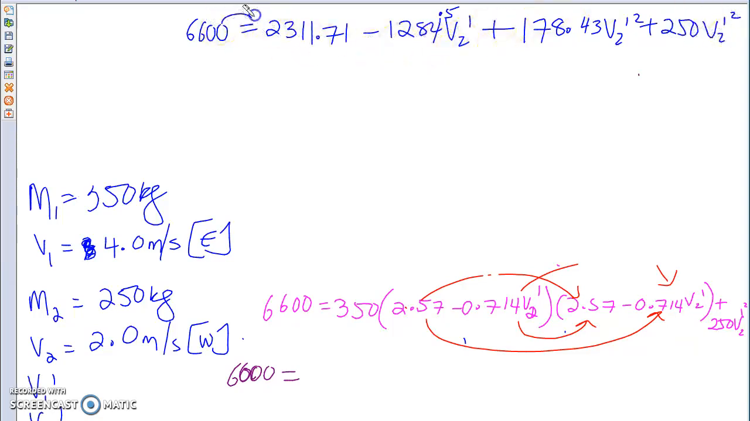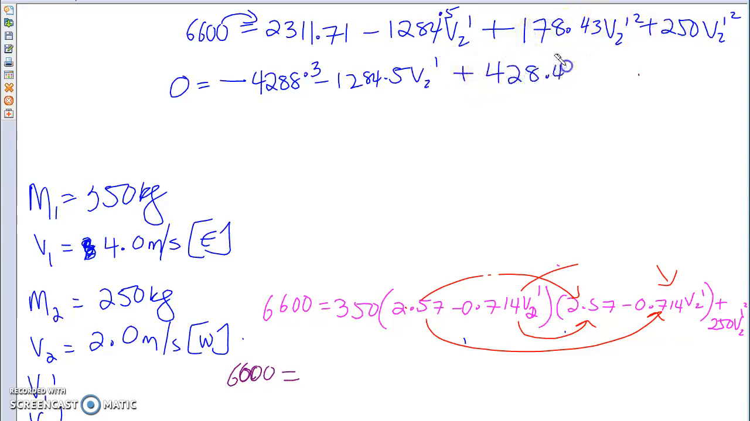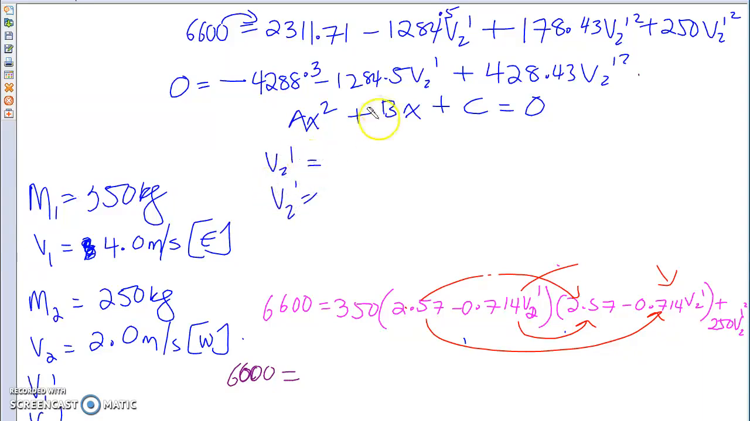Now we're going to bring this over to the other side, so this becomes 0 and this becomes negative 4288.3, minus 1284.5 V2 prime, plus, and those two added together is 428.43 V2 prime squared. Of course, put it in the ax squared plus bx plus c format and use your quadratic equation. Did you do it already? What are the values? You get V2 prime, two values. What are the two values? Yeah, 5.0 meters per second and negative 2.0 meters per second.